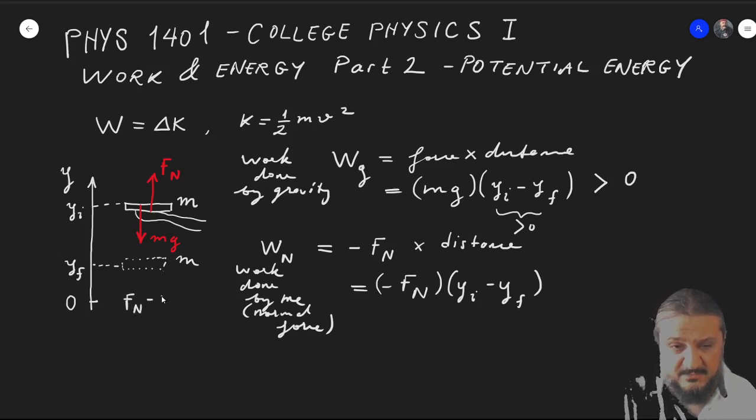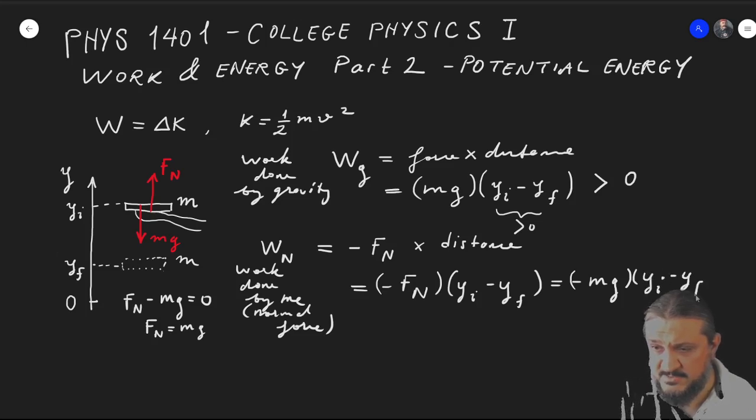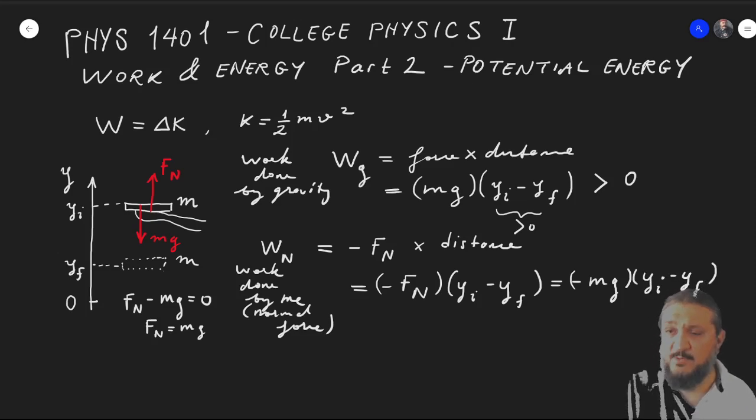According to Newton's second law, the net force is equal to 0. Therefore, Fn is mg. So I can write here negative mg times yi minus yf. Again, yi minus yf is positive, but you have a negative mg here. Therefore, this work, Wn, will be negative.